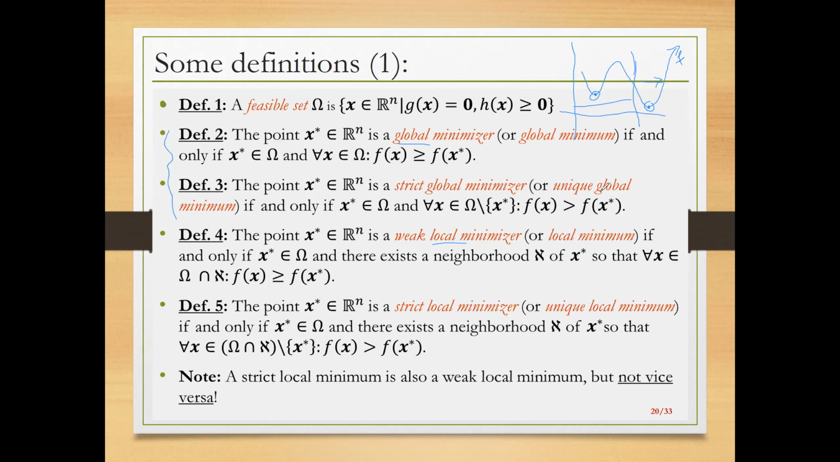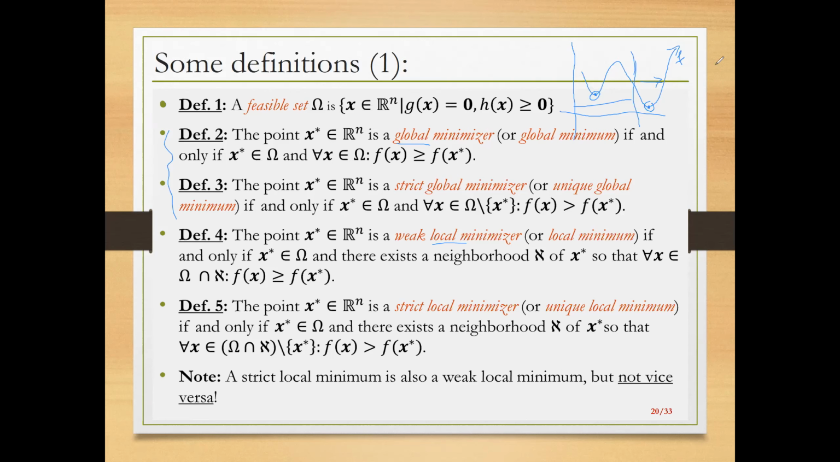Good? Good. Anyone, any question? We have someone in the chat. Yes, you can have more than one local minimum, definitely, and I'll show you examples in the next slides. You can have more than one global minimum. You can have more than one local minimum. Yes, that's true. Daniel.